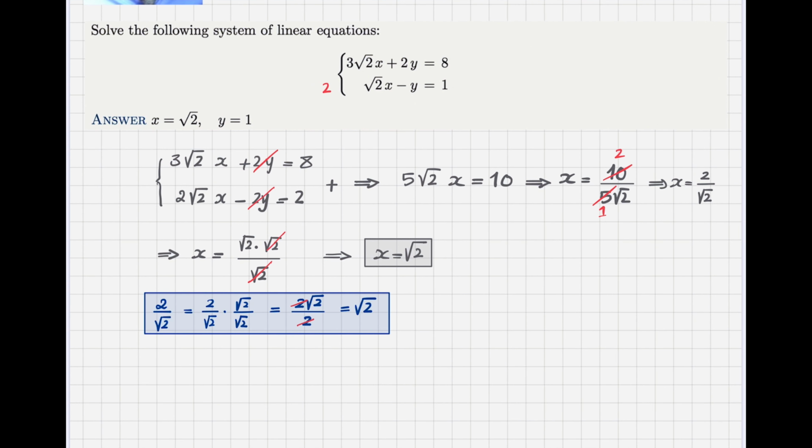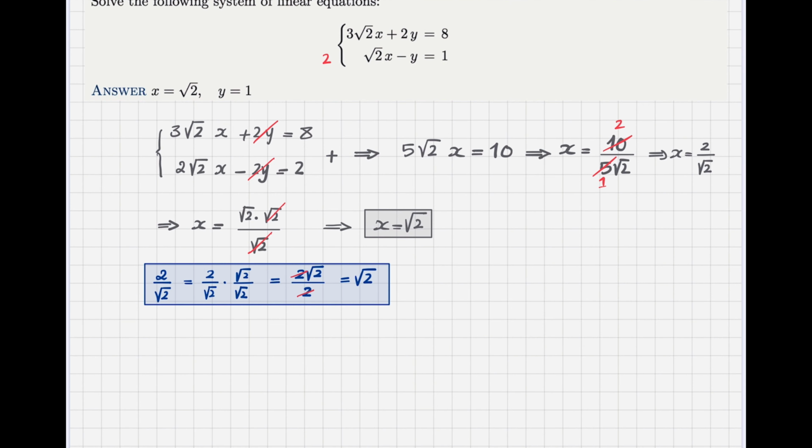Anyway, we got the x value to be square root of 2. Then you know that you choose the simpler equation. Of course, technically it doesn't matter which one you choose, but definitely we choose the one which is simpler, and I put x inside here, and then I have only one variable left. I can calculate that y.